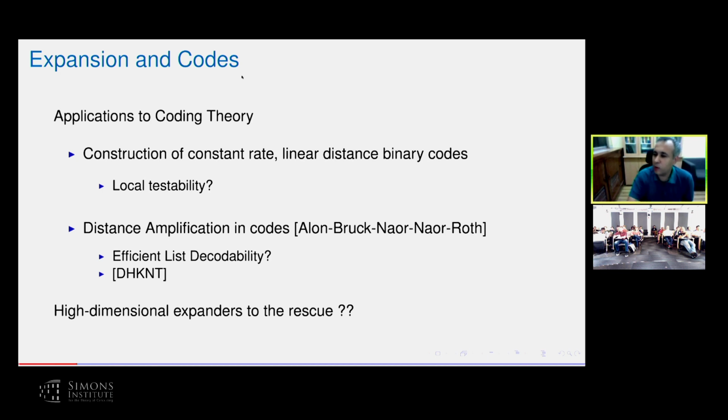So I'm hoping that one of us will talk about the efficient list decodability of the Alon-Brooks-Naor-Naor-Roth construction in one of the following weeks. So now let's go to the first one.